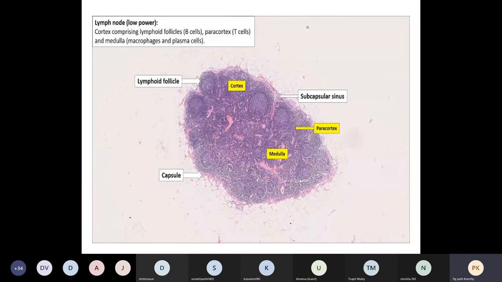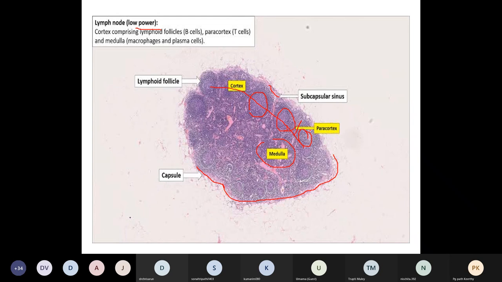So this is how your normal histopath of a lymph node looks. Can you see? So this is the subcapsular sinus. It's very faint because it is in the low power, right? And see, this is the follicle. See how nicely the follicle is there. So this means this is the cortex, right? So see, this is the medulla. This is the capsule, subcapsular sinus, cortex, and this is the paracortex. The space between the two follicles is your paracortex, right?